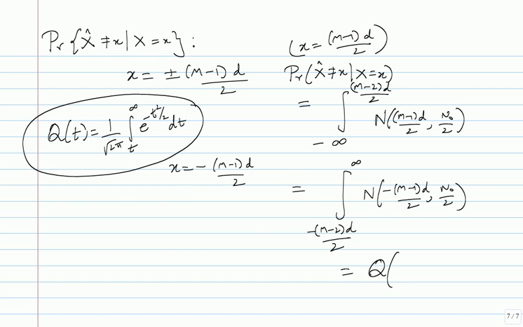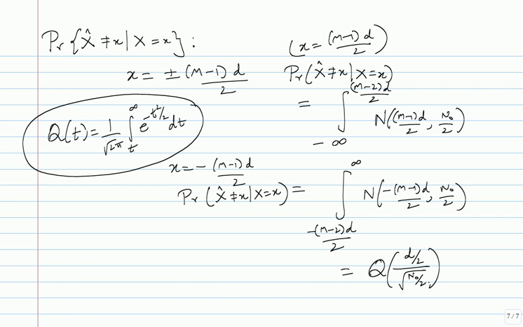Okay, so let me write this down completely. The probability that x hat not equal to x given x equals x. Why do I get scared if you say Q of minus something? Q of minus anything will be greater than 0.5 and all that. It's not a very nice thing to have. So you should get something like this: d by 2 by root N naught by 2.